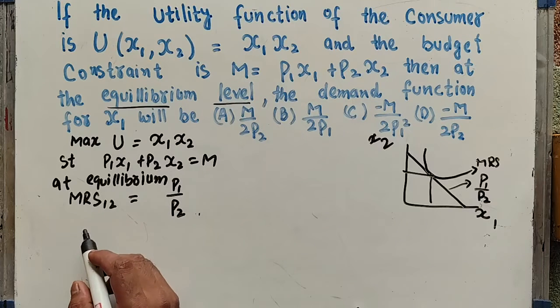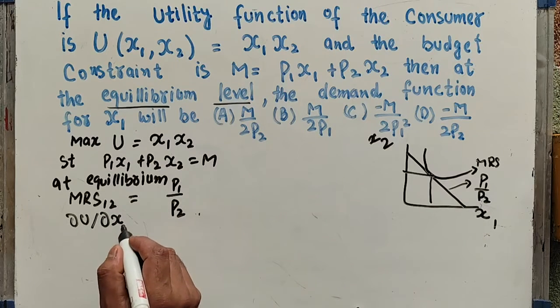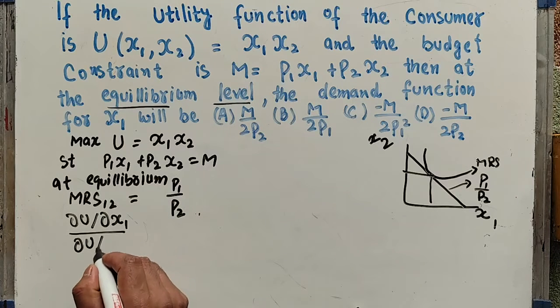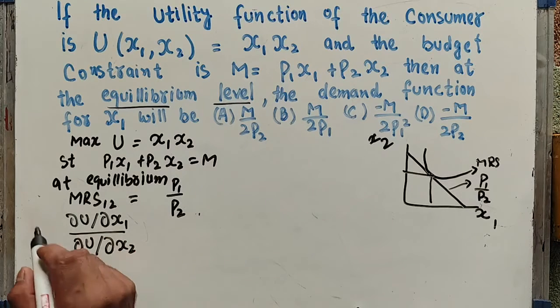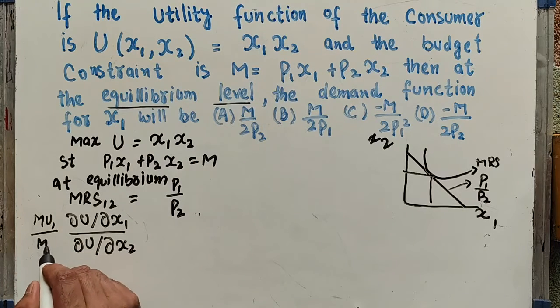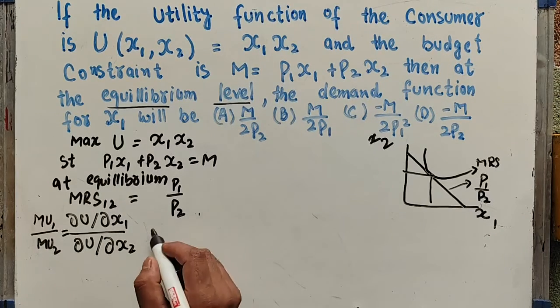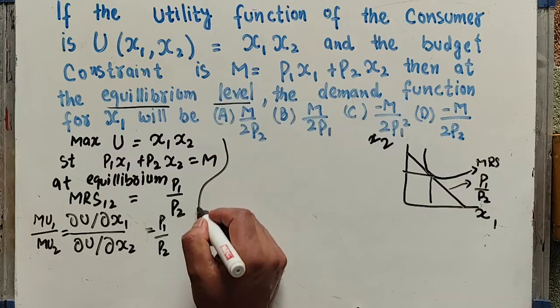Okay, MRS, as we know, is simply the change in the total utility due to the change in the consumption of good x1 upon the change in the total utility due to the change in the units of good x2. That is to say, MRS is simply equal to the ratio of the marginal utility of good 1 upon the marginal utility of good 2. MU1 is du upon dx1, the change in the utility due to the change in the consumption of good x1. MU2 is the change in the total utility due to the change in the consumption of good x2. It should be equal to the price ratio of the two goods.